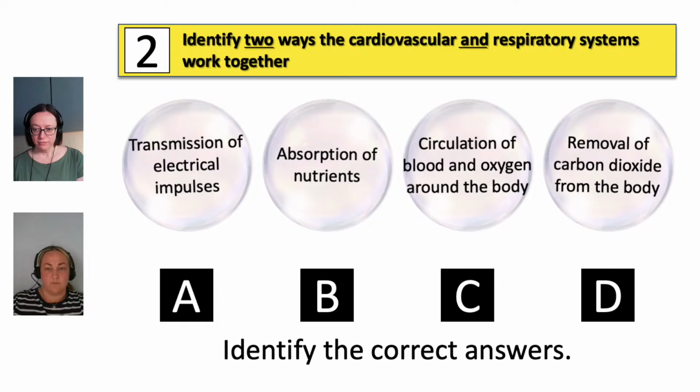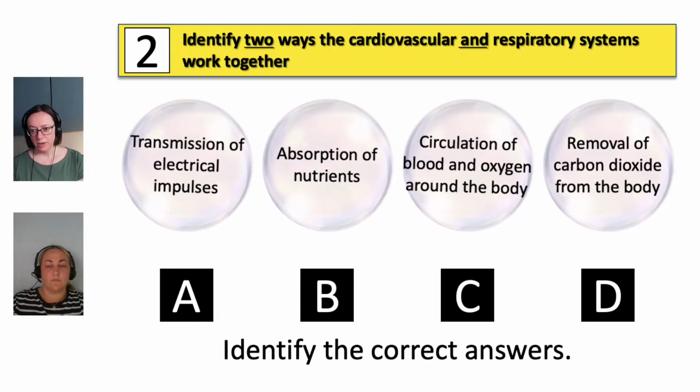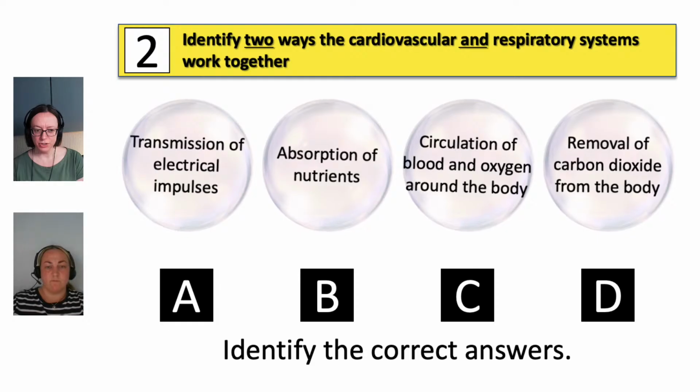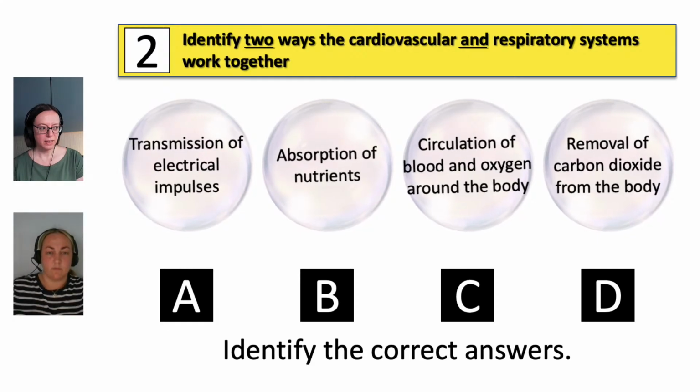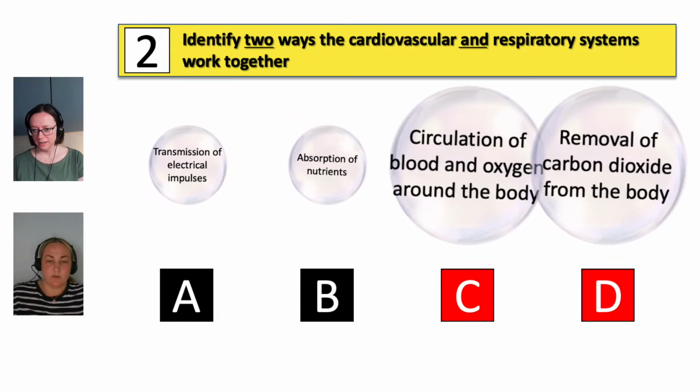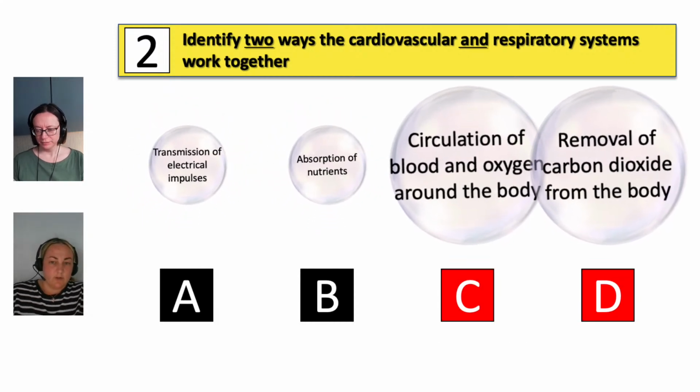So cardiovascular and respiratory systems are really closely aligned. They work together to do some really key things. What are they? A, B, C, or D? Which 2 of those? Jess is saying C and D. Well done, Jess. Well done. Really brilliant. Good.